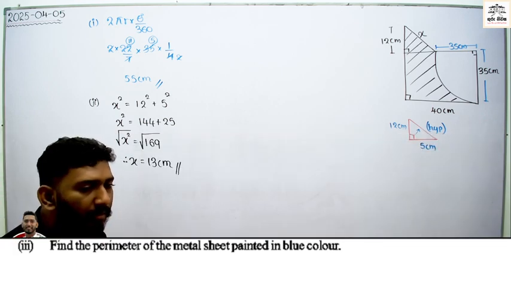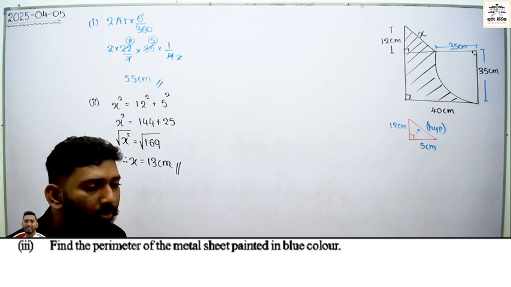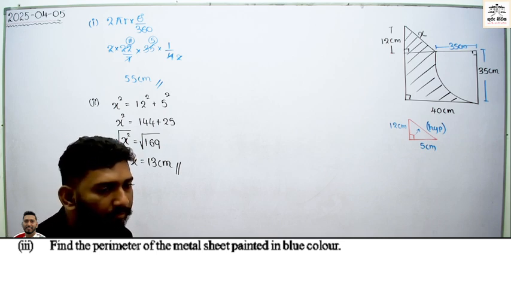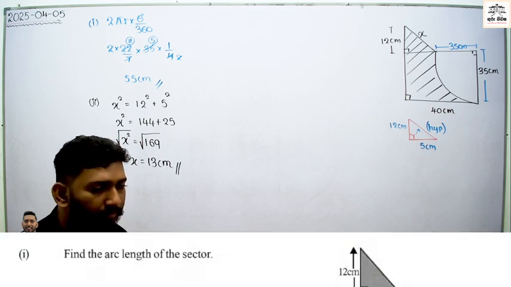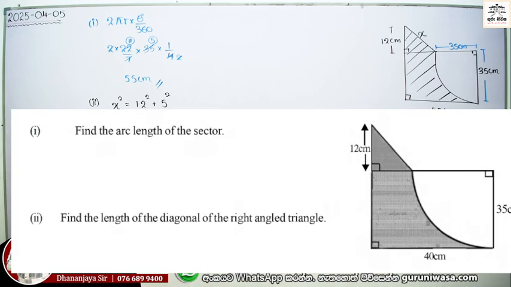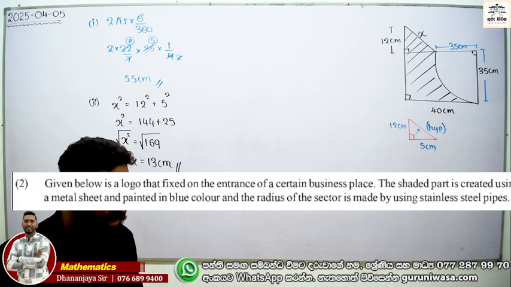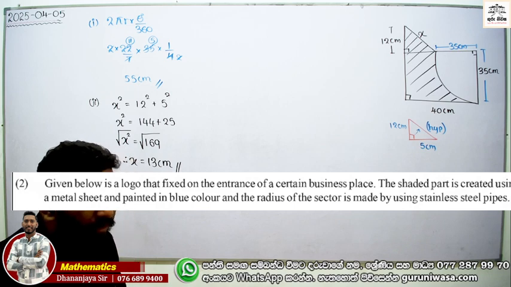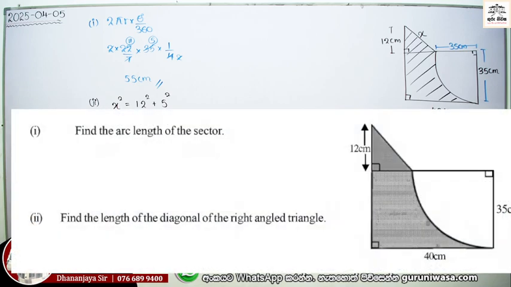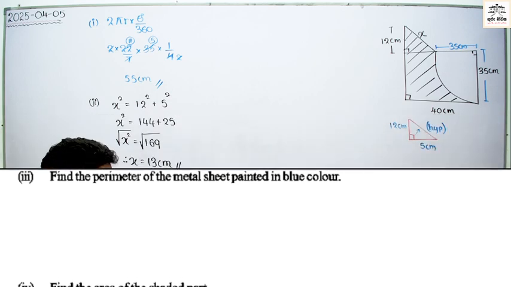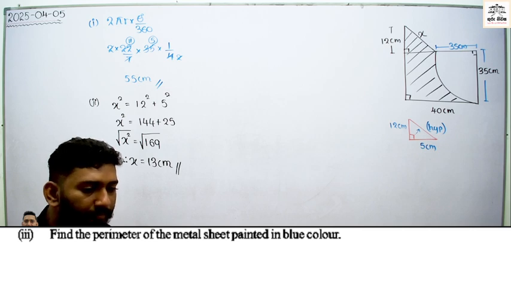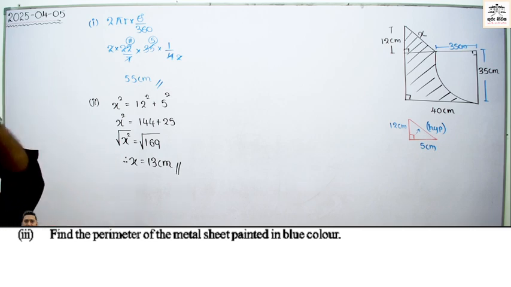Now find the perimeter of the metal sheet painted in blue color. So we know painted in blue color. The metal sheet and painted in blue color. The shaded part. So they are asking for the perimeter of the shaded part. Now find the answer.